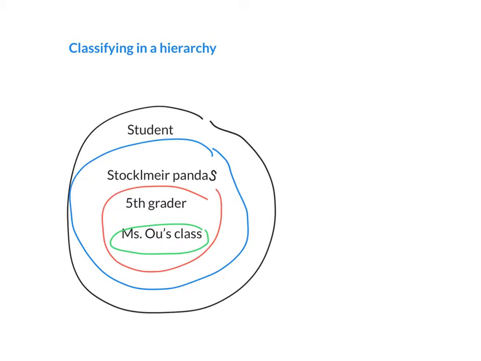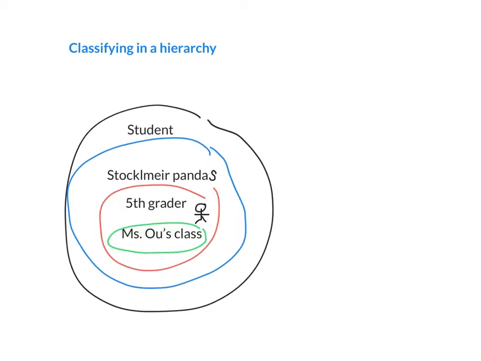Let's say there's a person who's here. Describe that person to me. Well, they're a 5th grader at Stockholmeyer, and they are a student, but they are not in Miss O's class. Do you see that? Okay, if I move that person and now put them here, describe that person to me. They're in Miss O's class, right? Which means they're also a student. Good. So we're going to use this concept of diagrams and hierarchies to classify two-dimensional polygons. Okay?